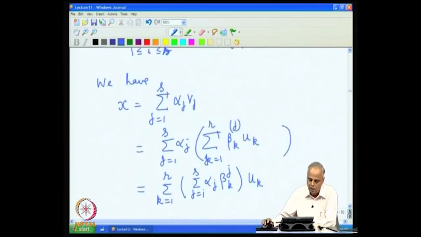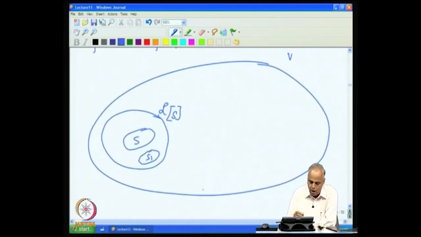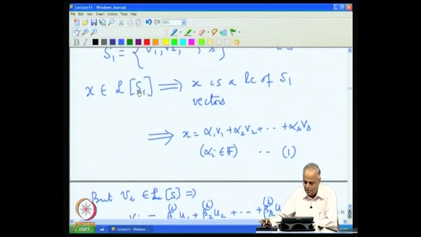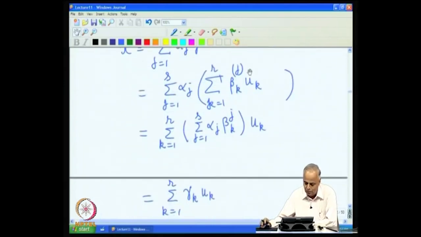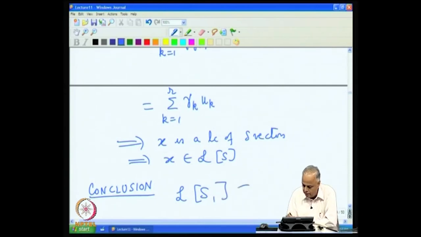So, what is the impact of all this? What we have shown is that you start with S, then you build LS. Inside LS you pick a small S1 and you try to build LS1. LS1 does not go outside LS. Whatever vector x in LS1 you chose, that goes back to LS. So, any vector x in LS1 must be in LS. So, the conclusion is that LS1 is contained in LS.